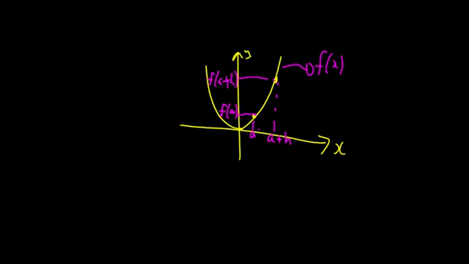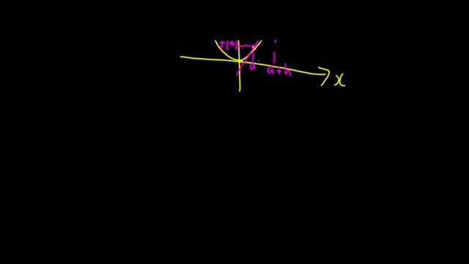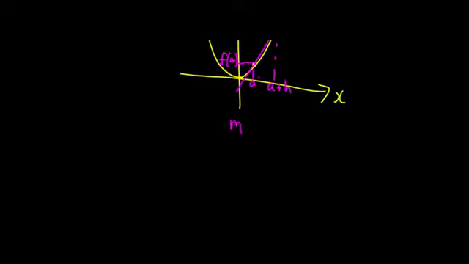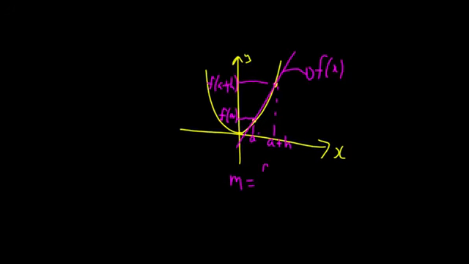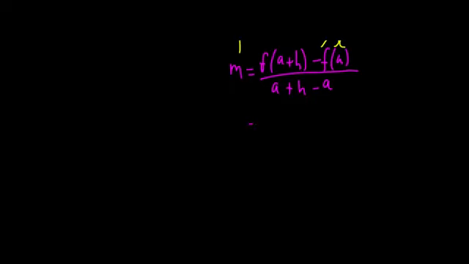So now we can work out the average gradient between those 2 points, okay? So now our gradient will be change in y over change in x. So our change in y will be f of a plus h minus f of a, divided by a plus h minus a, and then you can simplify that to f of a plus h minus f of a, all divided by h.